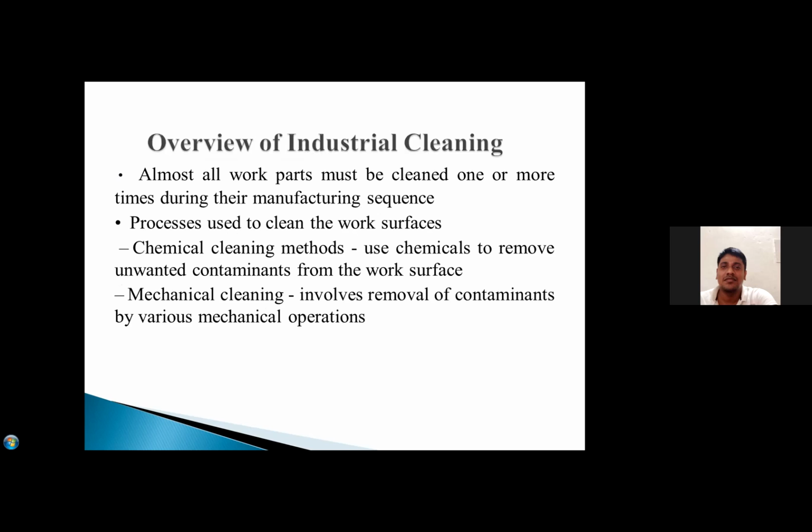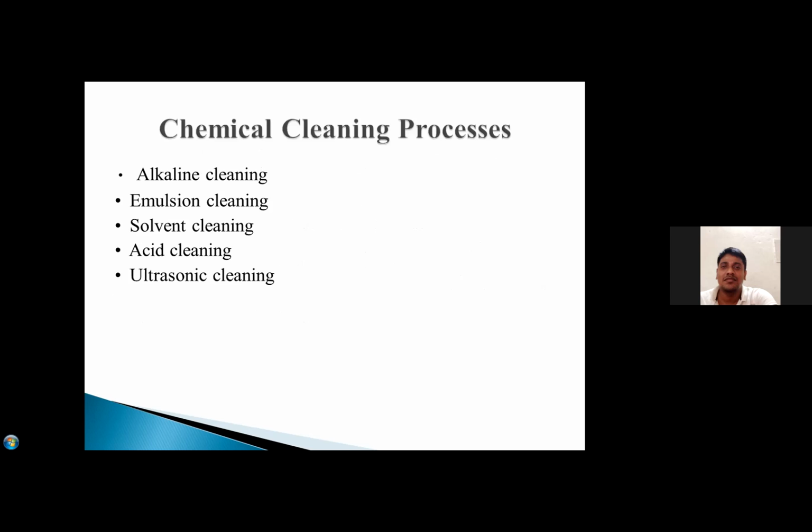Firstly, industrial cleaning process. This is of two types: chemical cleaning methods and mechanical cleaning methods. Chemical cleaning methods usually use chemicals to remove unwanted contaminants from the work surface. Mechanical cleaning involves removal of contaminants by different mechanical operations. Chemical cleaning processes are of 5 types, that is alkaline cleaning, emulsion cleaning, solvent cleaning, acid cleaning, and ultrasonic cleaning.